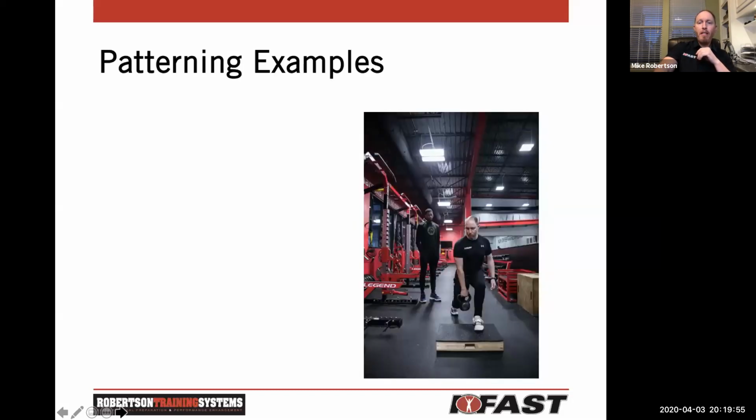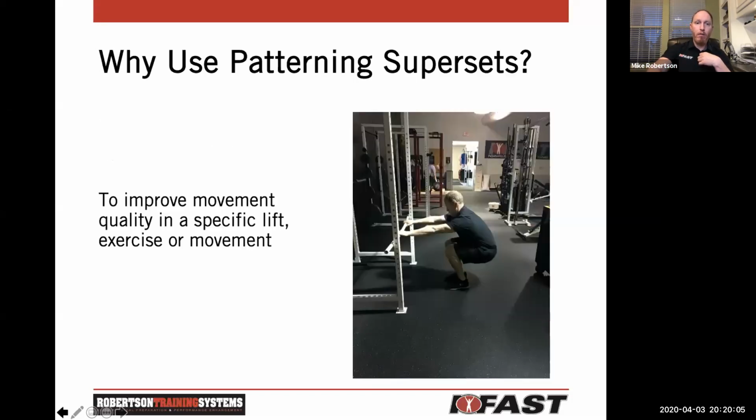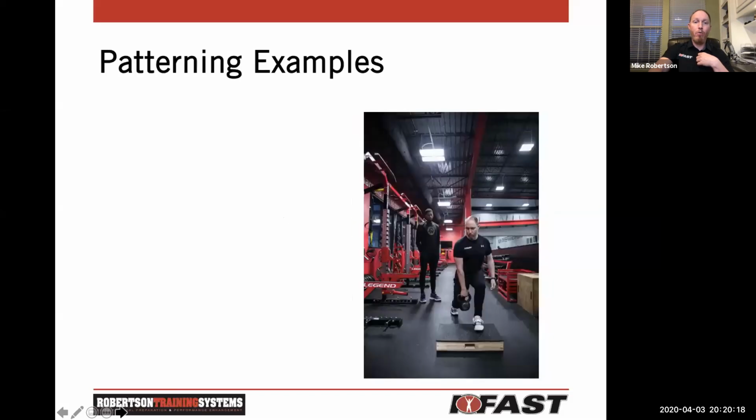So here are some examples of how I set up a patterning superset, and I'll give you videos too because I know how important that is. So one of the exercises that I love, and if I can go back here, see if I can make this work. So patterning or a PVC squat. So all I'm doing here in this position is camping out and basically working on an isometric squat. And then I would pair that with an actual squatting variation, like a goblet squat, like a reaching squat, because I'm trying to teach that movement pattern.